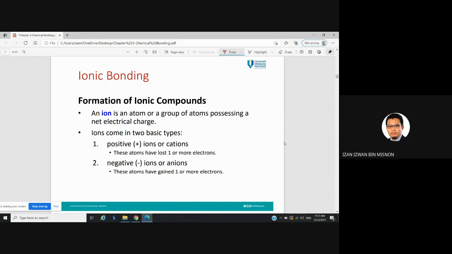In this case, the atom loses 1 or more electrons. For example, we have Na+, Ca2+, Al3+. It will be based on the valence electrons of that element. Okay. The second one is negative ion or anion.